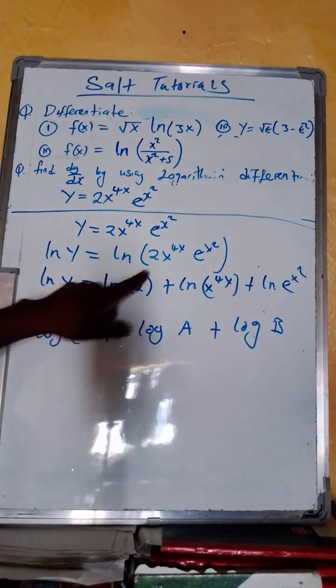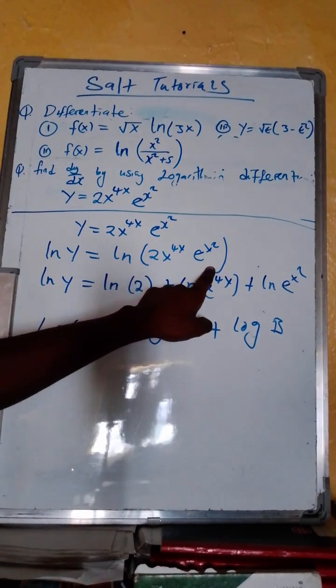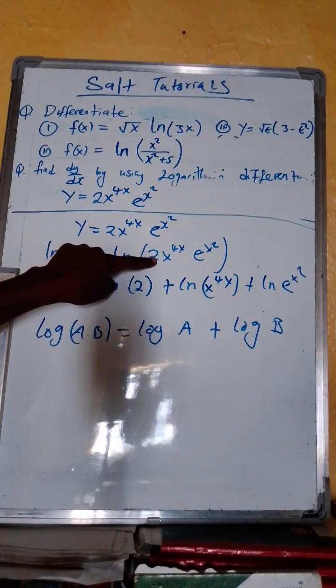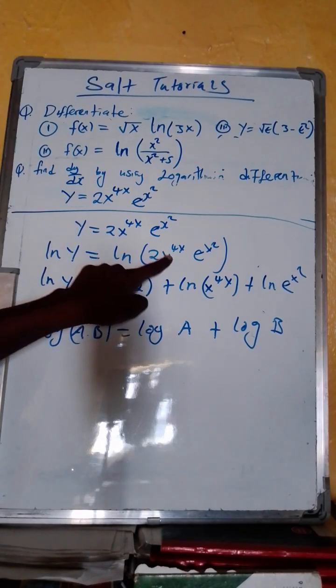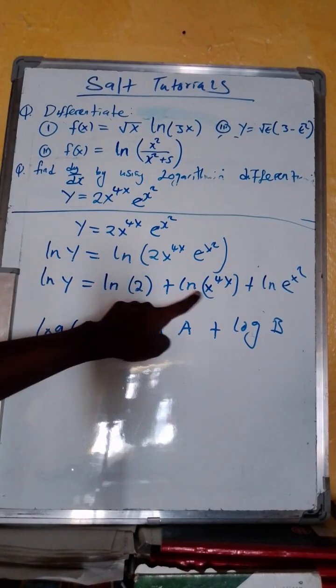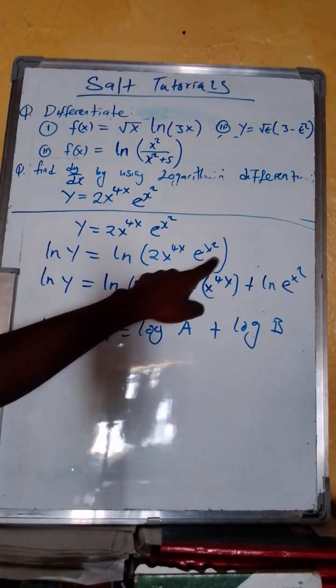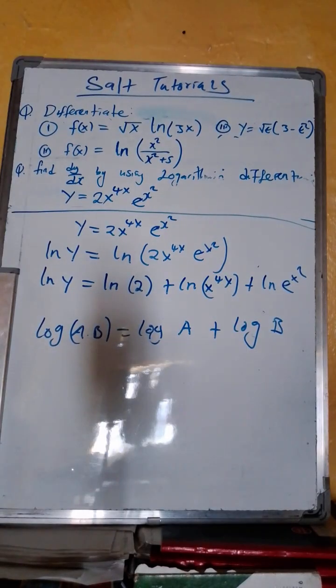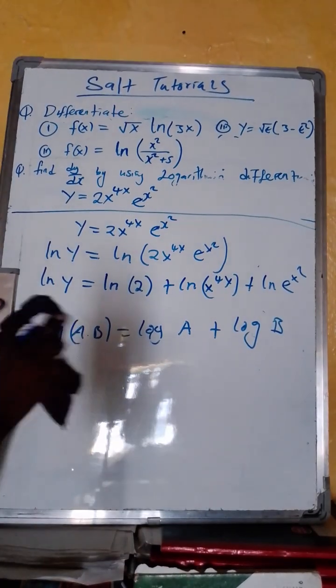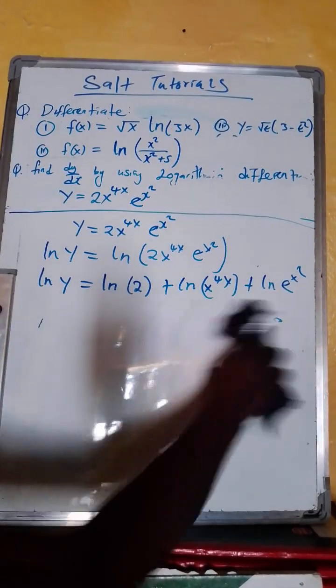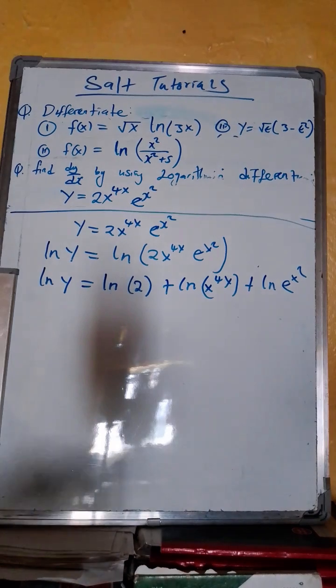This is what has happened here. This is 2 times this. So this will be natural log of 2 plus natural log of x power 4x plus natural log of e power x squared, from this property. We are okay? Yeah. So from there, what am I going to do?